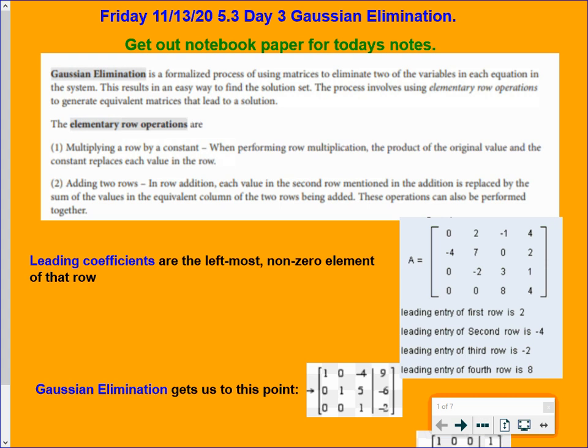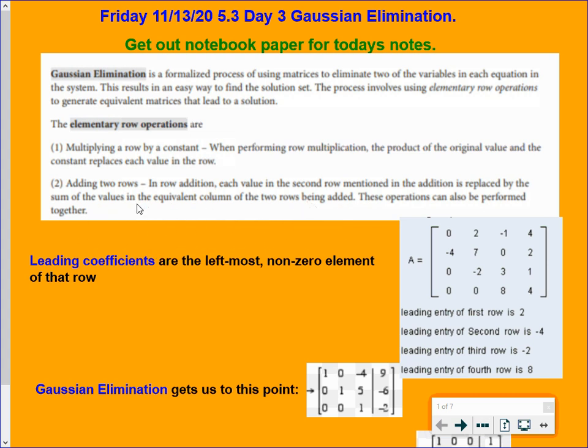So the elementary row operations are multiplying a row by a constant or adding two rows. And when you add two rows, you're going to replace the second row that you're adding with the sum of the two rows. So for instance, if I have row 1 and row 2 and I add them together, so I'm adding row 1 with row 2, the sum of these two rows is going to replace my row 2. And you're going to see an example of this in the next slide, but that is what that elementary row operation is.